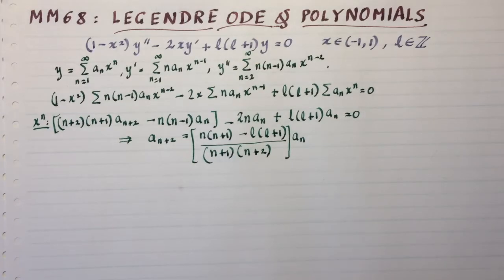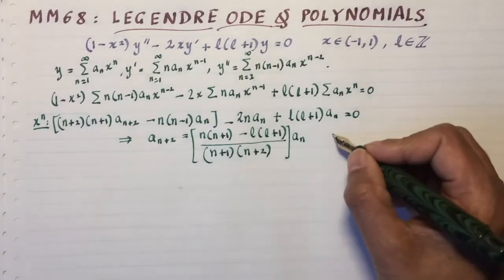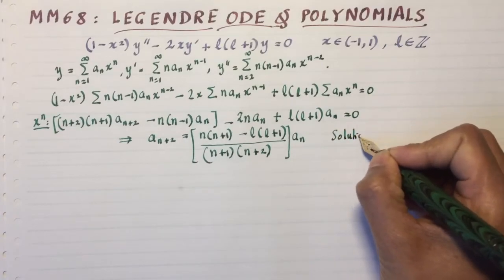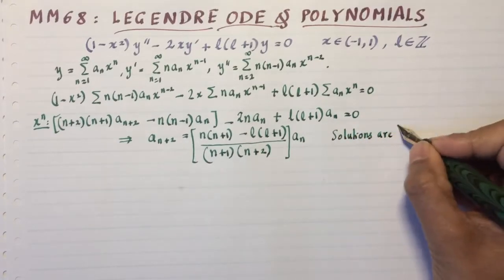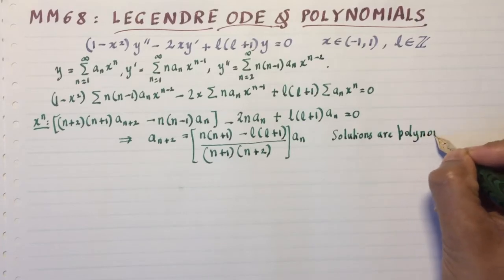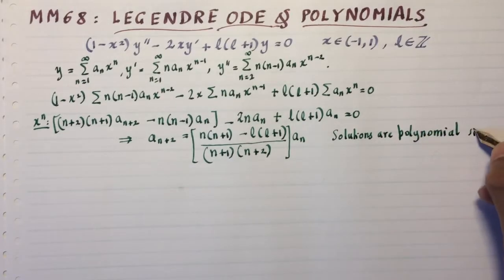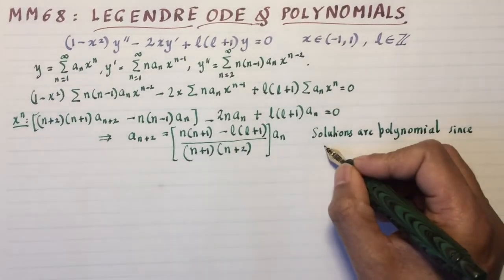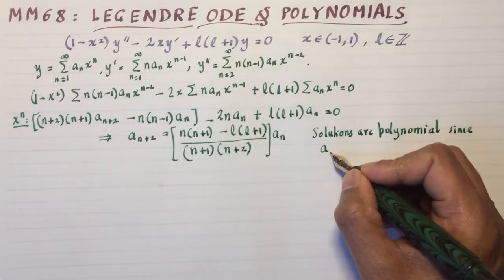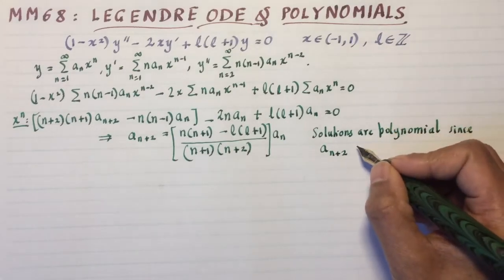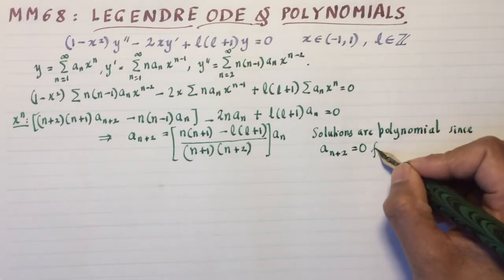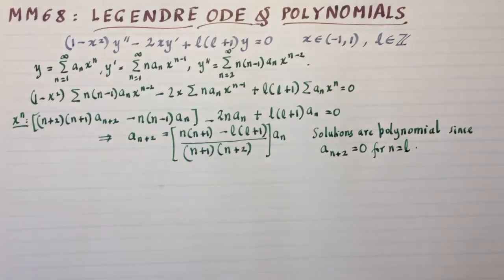Now, you can also show the solution above converges, since a_(n+2) is equal to 0 for n equals l. Alright, so these solutions are polynomials, and for different values of l you can determine the nature of the polynomial.